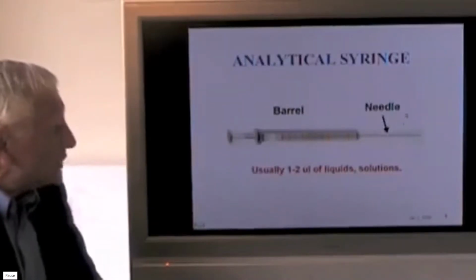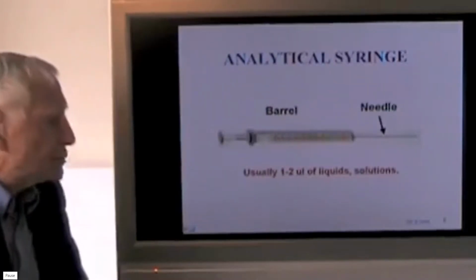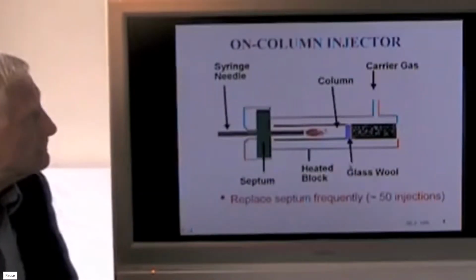An analytical syringe, which we see has a borosilicate glass barrel here and a very sharp pointed needle, is used, and we typically inject 1 to 2 microliters of liquids or solutions of solids. In the case of gases, a larger volume gas-tight syringe, typically 1 milliliter of gas, is injected.